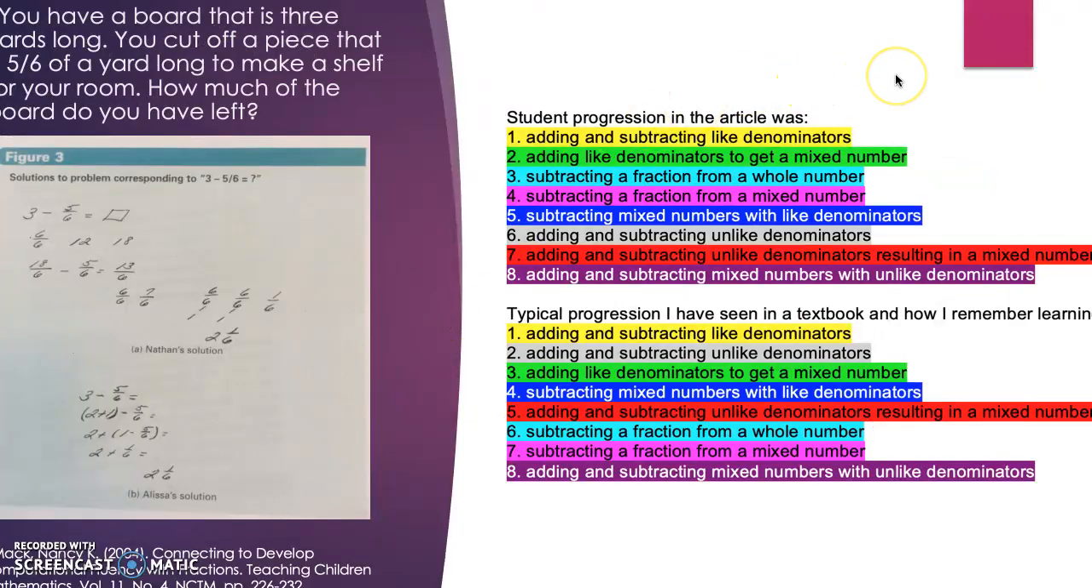I'm going to build on what I was saying from the previous slide. Here are some examples, in the article, of what Mack was suggesting with story problems, and then how students' solutions were differing and how they had their own thought processes on it. So she would give them a story problem such as this. You have a board that is 3 yards long. You cut off a piece that is 5/6 of a yard long to make a shelf for your room. How much of the board do you have left?